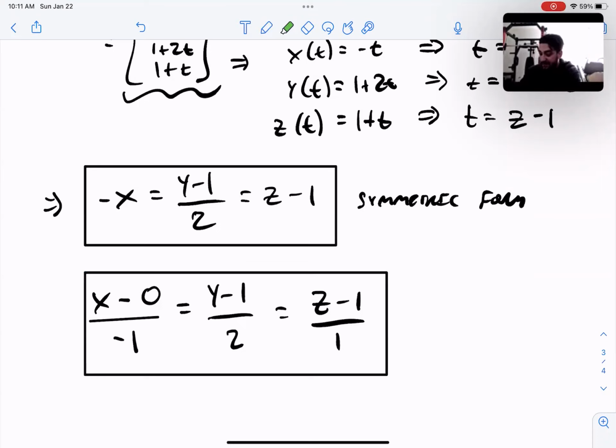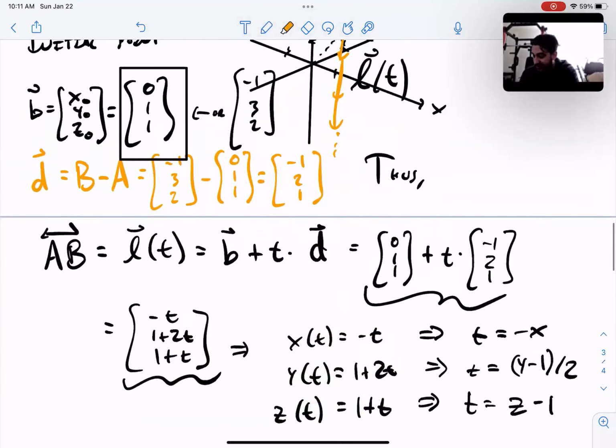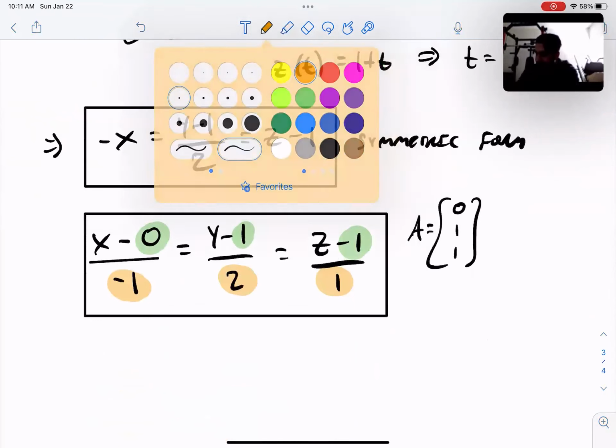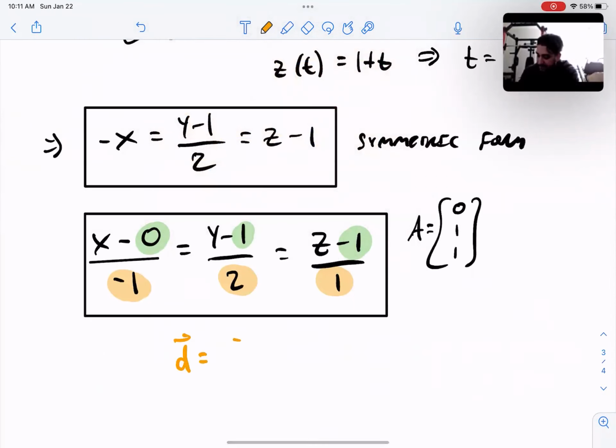Because what do I have here? I have 0, 1, 1, right? That's my initial point, 0, 1, 1, is point A. Then what do you have in the bottom? That's our orange, our direction vector, minus 1, 2, 1. That was our D. So minus 1, 2, 1 is our direction vector D. So the denominators in symmetric form always give you the direction vector.